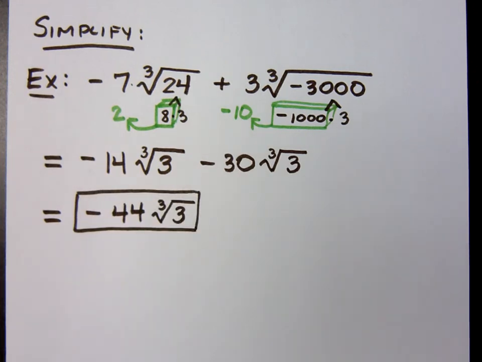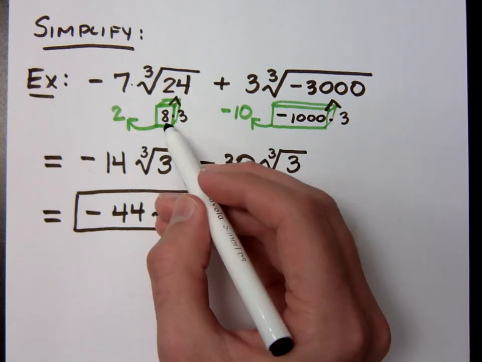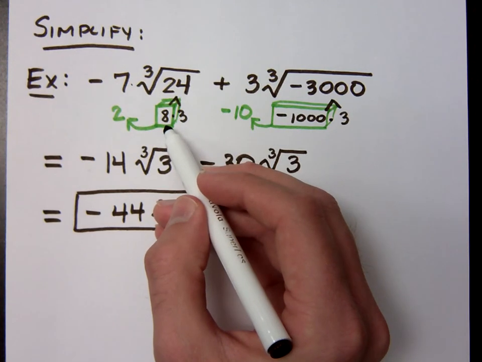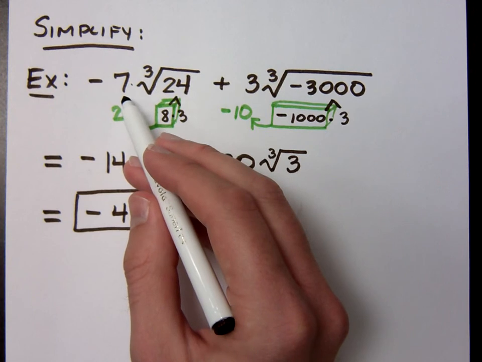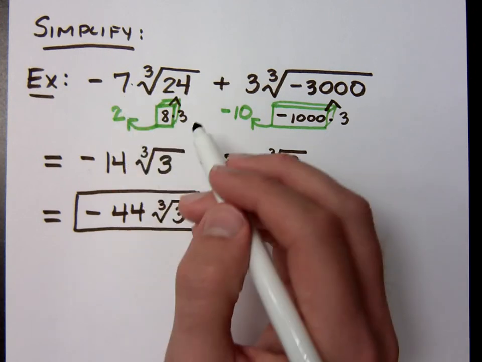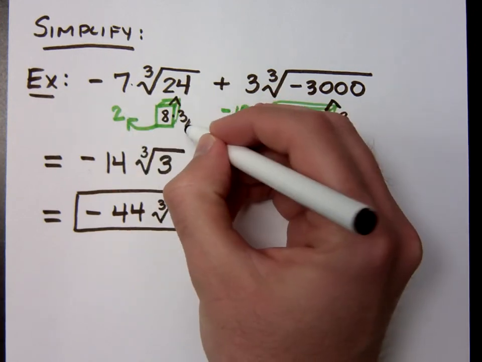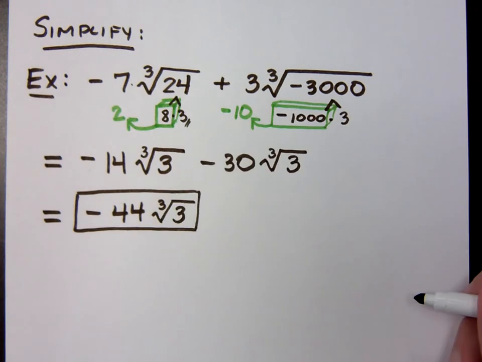So when you find the perfect cube, you're going to multiply it times the number on the outside. Times that coefficient, yeah. And then whatever's left, the remaining stuff that's not a perfect cube, stays inside. Just keep it inside the radical. Yes, Connie?